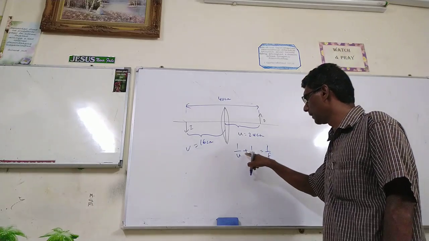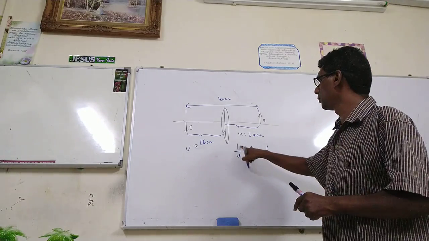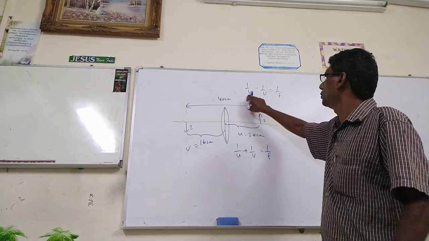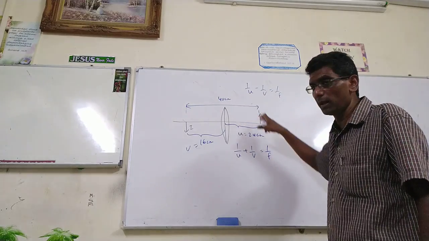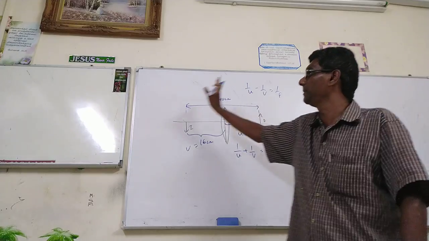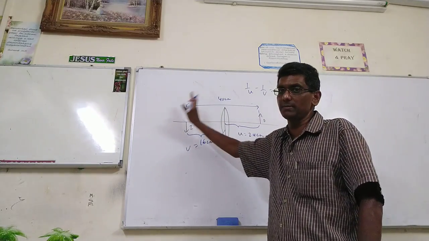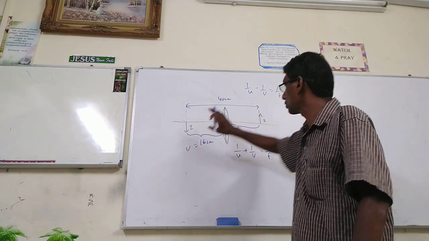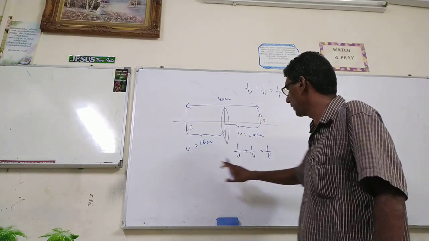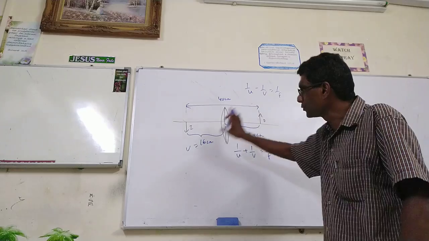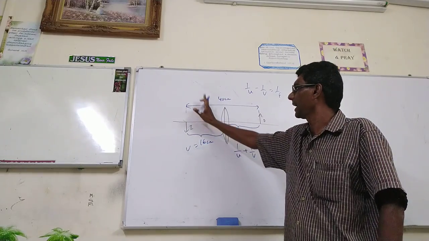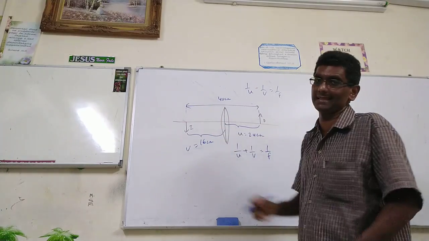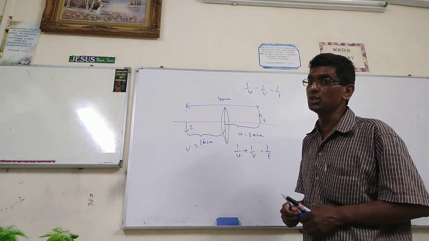In this formula we can get 1 over u. When the object and image are on the same side, we use 1 over u minus 1 over v equals 1 over f, and we get a virtual image. The plus formula is for the real image, because the object is on one side and the image on the other side. When the object and the image are on the same side, use the formula with minus, so you will get a virtual image.